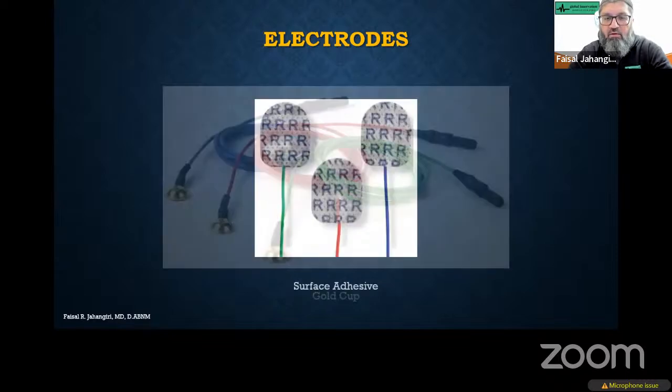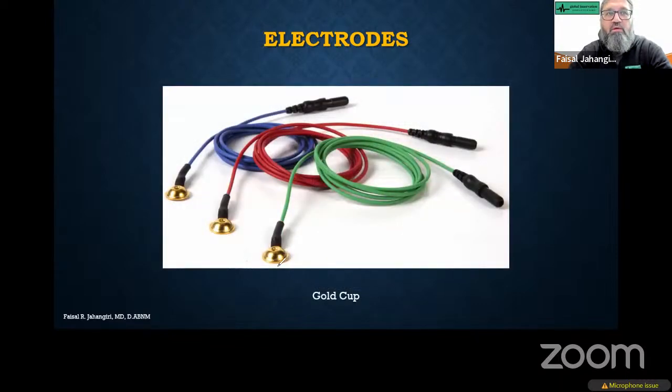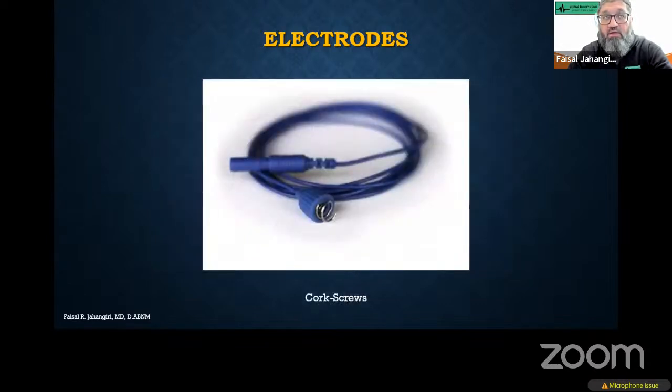The other ones are the gold cup electrodes. Gold cup electrodes are cup shaped and have a small opening, so you can fill them with paste and place them on the scalp for recording and stimulation. They are reusable. The other one is the corkscrew electrode. The corkscrew electrode has a needle which is screw shaped and is screwed into the scalp. So it's always used on the scalp, not on the skin.